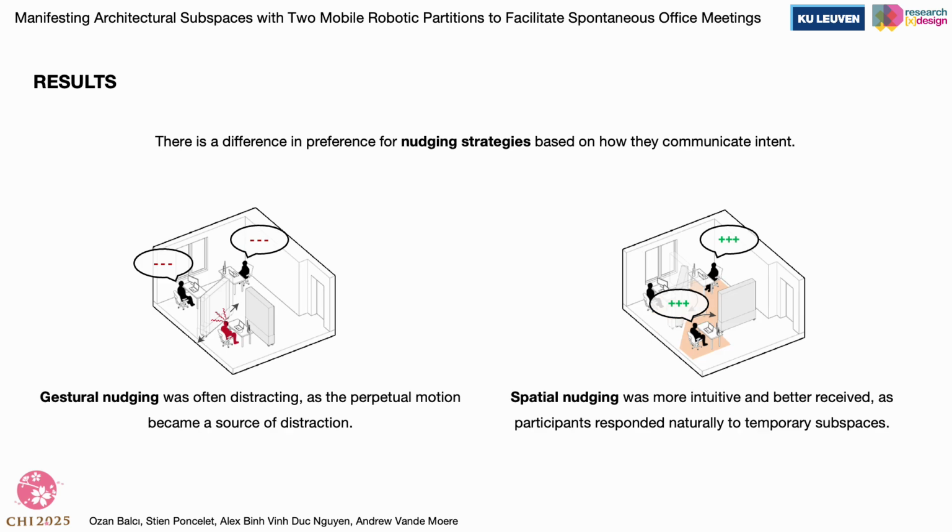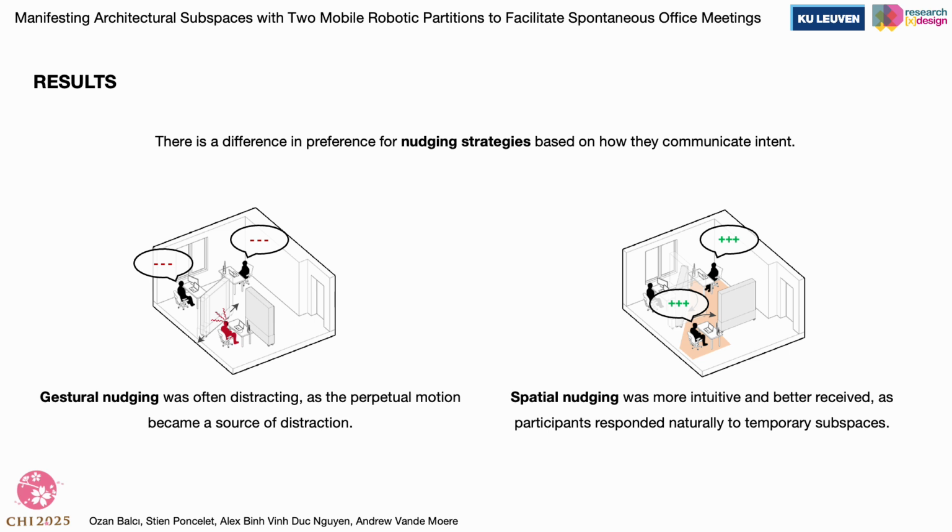About nudging, participants had different preferences based on how each strategy communicated intent. Participants found gestural nudging often distracting due to perpetual motion of the robotic partitions. This constant movement, especially when the intended worker didn't move into the subspace quickly, became a source of distraction. Moreover, some participants struggled to understand the nudging intent or which direction they were being directed to.